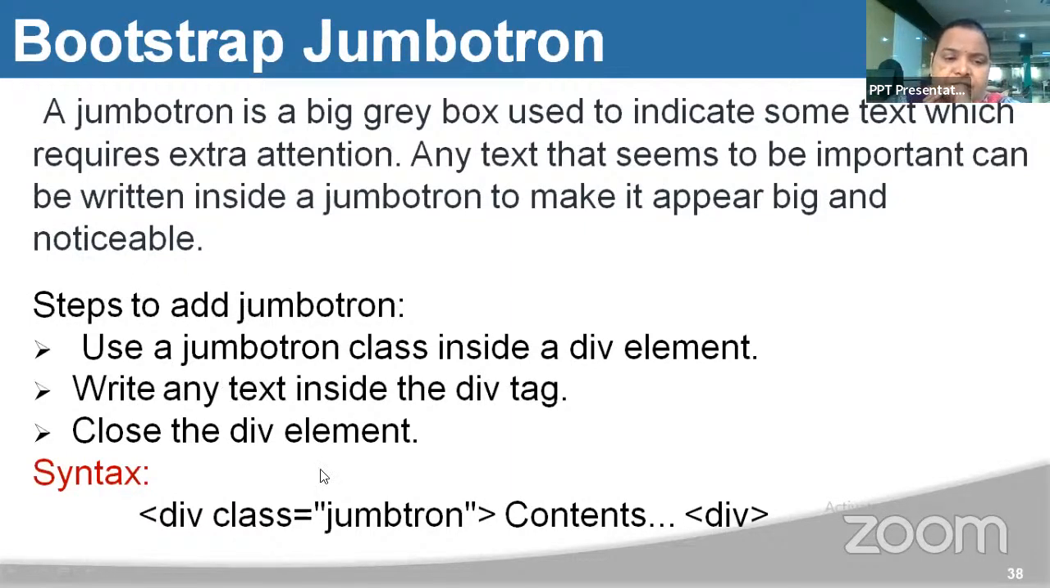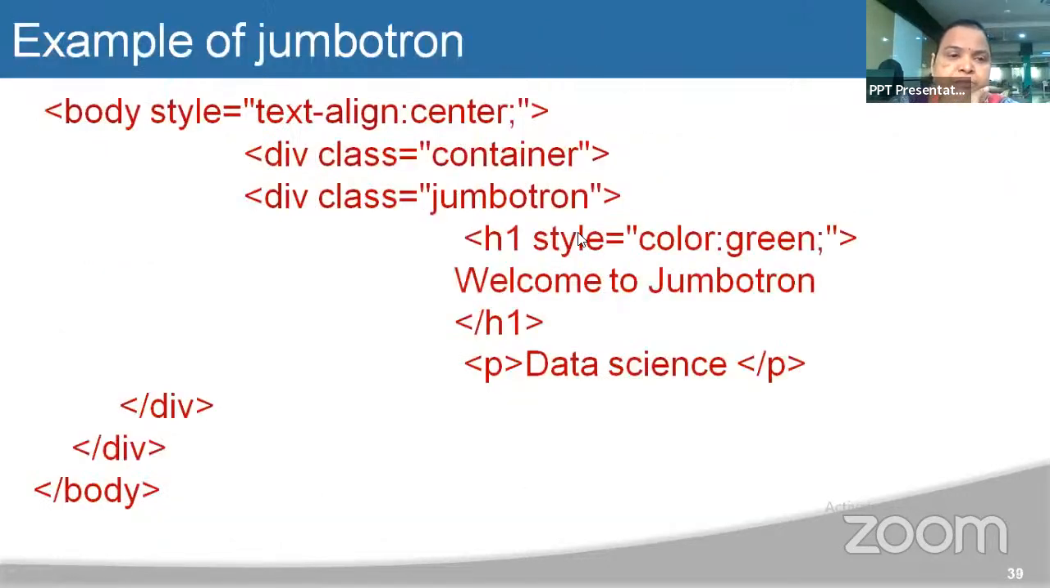Using the class called Jumbotron, you can write anything. That text should be included in the box only. Div class equals Jumbotron, and then you can write any content, then close the div. This is the syntax for writing the Jumbotron, and this is a small example. This is for the body, text align center, and then this is the important thing, a division with class equal to container.